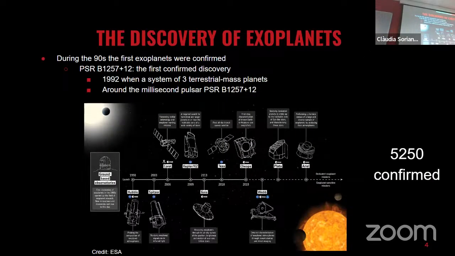As you know, exoplanets are all these planets which are outside the solar system. However, it was not until the 90s when the first exoplanet was confirmed. The first exoplanet, in fact, was a system of three terrestrial mass planets, which was orbiting around a pulsar. But from this first confirmed detection, there have been a lot of discoveries, and thanks to different missions such as Hubble, Spitzer, Kepler, Gaia, and all of them that you can observe here, and this huge amount of technology that has participated in the detection of exoplanets, we have been able to confirm up to the date more than 5,000 exoplanets.